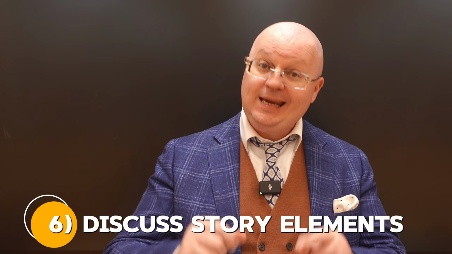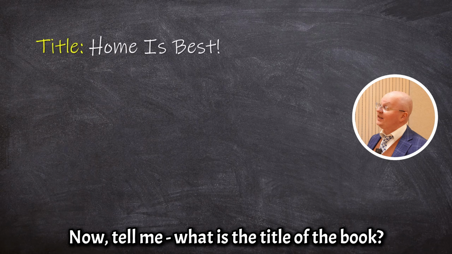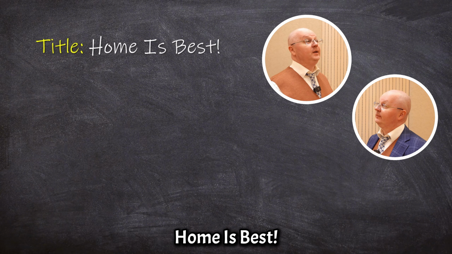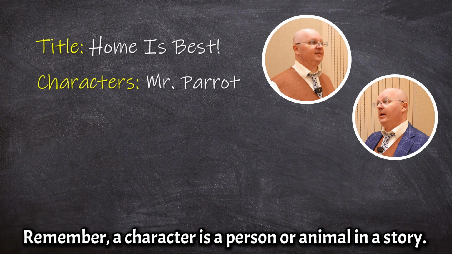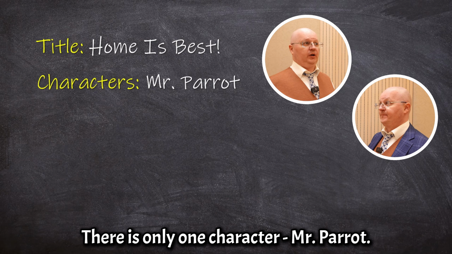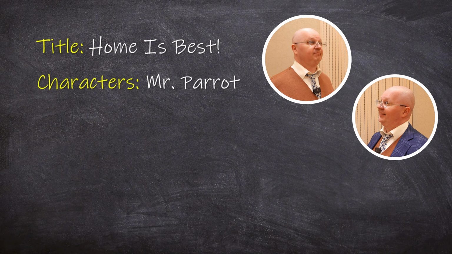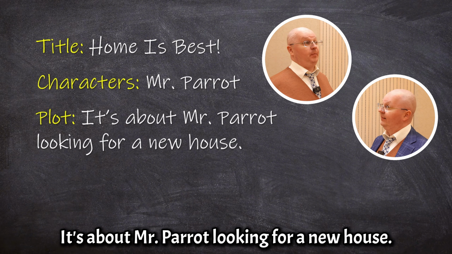Discuss the key elements of the story. Now tell me, what is the title of the book? Home is best. Great! Who are the characters? Remember, a character is a person or animal in the story. There is only one character, Mr. Parrot. And what is the story about? It's about Mr. Parrot looking for a new house.